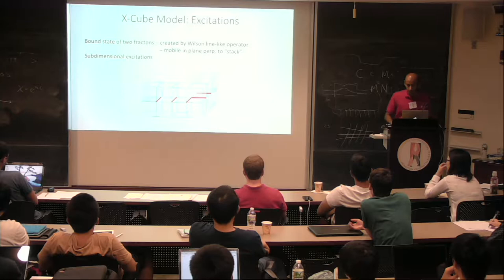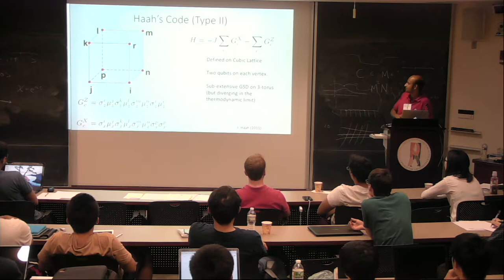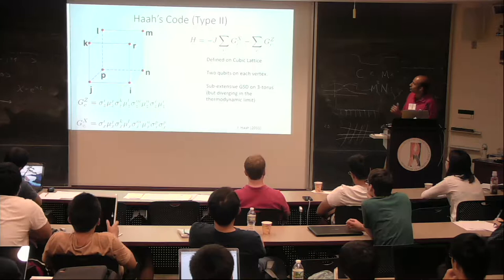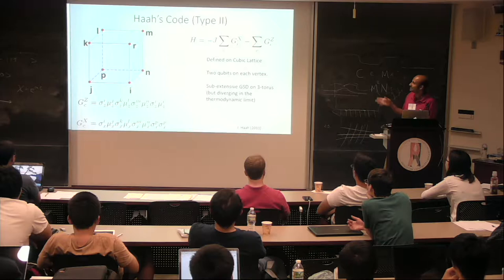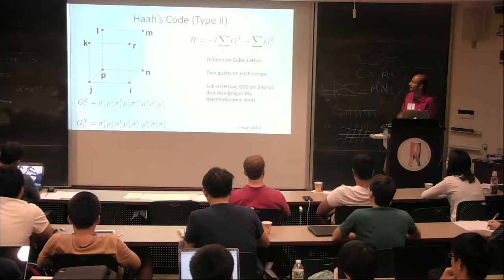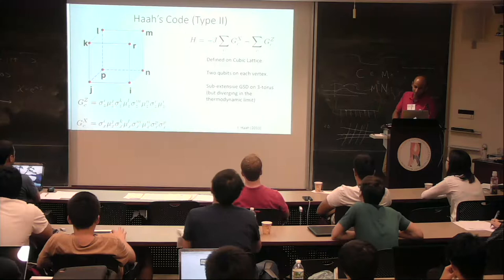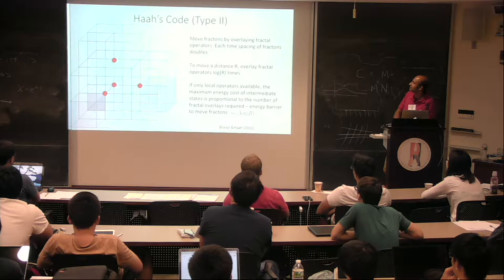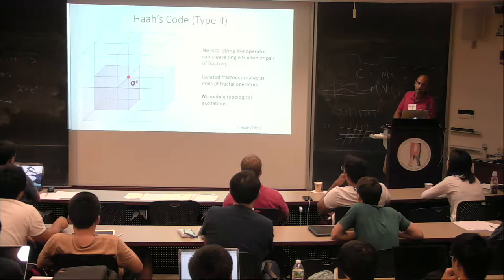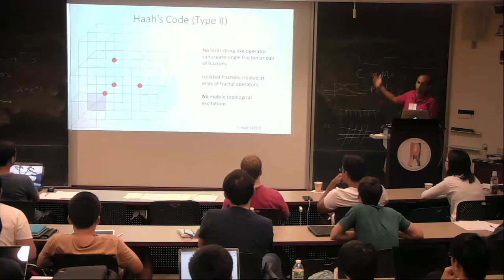The X-cube model is the simplest model. Haah's code is a richer, more complicated model, which I won't really go into. It's also defined on the cubic lattice. Again, it involves terms made out of Pauli X's and Z's. Now there are two qubits which live on every vertex of the lattice. These terms still commute. It's still exactly solvable, but the behavior is weirder. The remarkable thing is that it's still true that individual unhappy cubes cannot be moved by any local operator. And if you try to move a single unhappy cube, the energy penalty you pay actually grows with how far you move. It grows as log r. So there's a growing energy barrier to moving fractons.